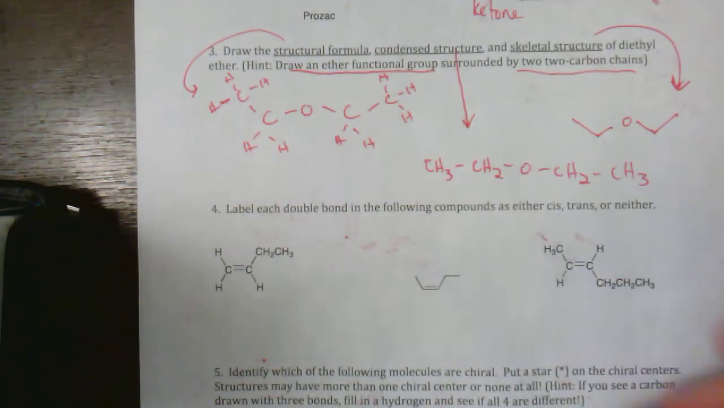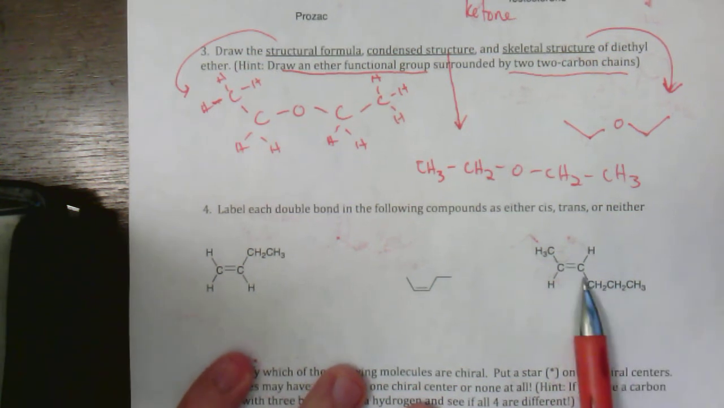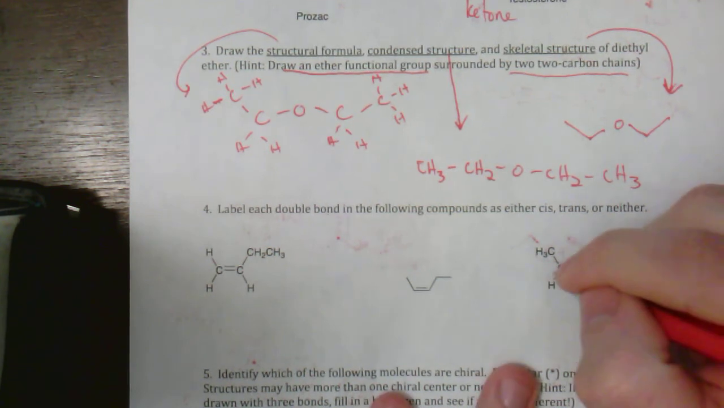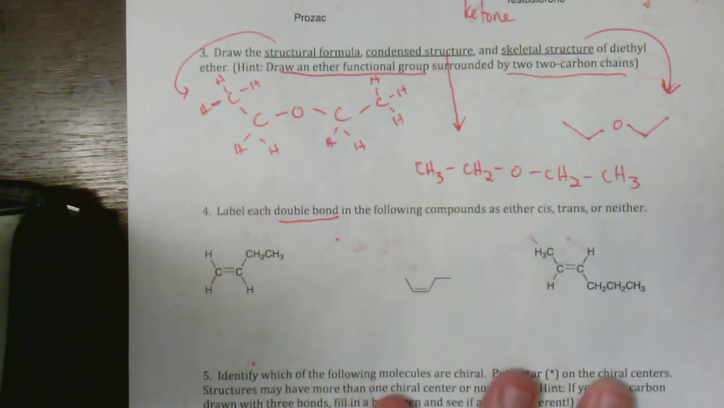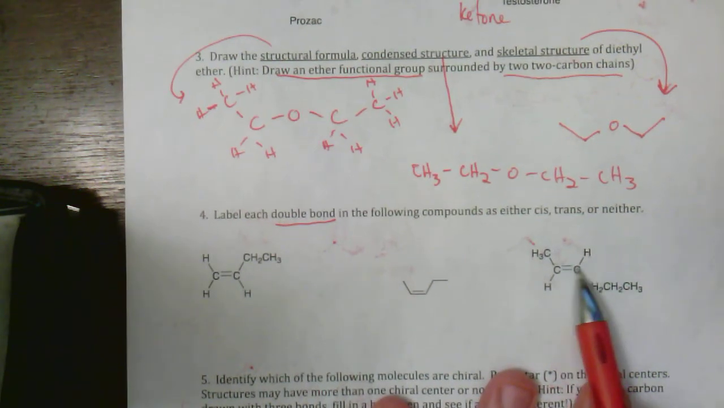Okay, cis, trans, and neither. Let's do this one first. Okay, when we're looking at cis versus trans, we're looking at H's that are on 2 different carbons of an alkene. So it's always a double bond. We always have to look at H's on either side of the alkene, or on either carbon, I mean.